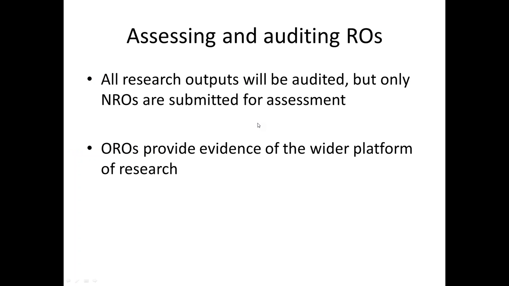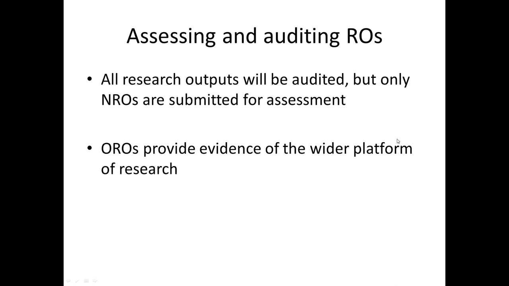Okay, let's talk for a minute about assessing and auditing research outputs. As we said, all research outputs will be audited, but only NROs, nominated research outputs, are submitted for assessment. OROs provide evidence of the wider platform of research. Remember that the guidelines do contain much more comprehensive descriptions of what to consider for each research output type and corresponding information about evidence for audit and for assessment. There's lots of stuff in the guidelines and it's really clearly set out, and we can't of course go into that today.